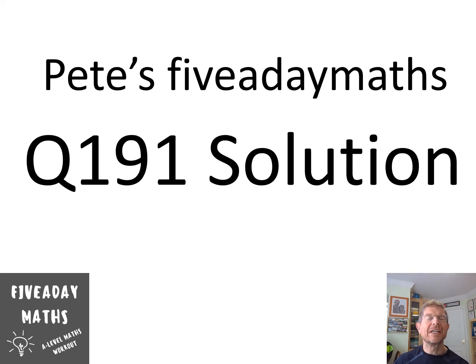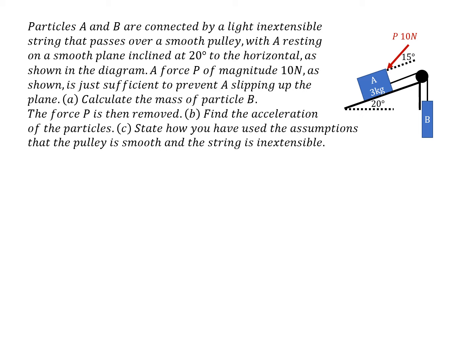So here we are: inclined plane, connected particles and a pulley. Let's see how we get on with this one. So there's our question and the diagram that we've been given, with the force P at 15 degrees to the plane. So the first thing we're going to do is put the forces on the force diagram.